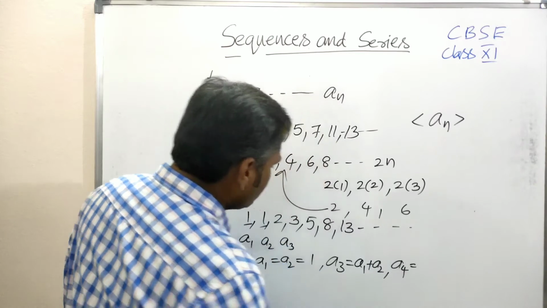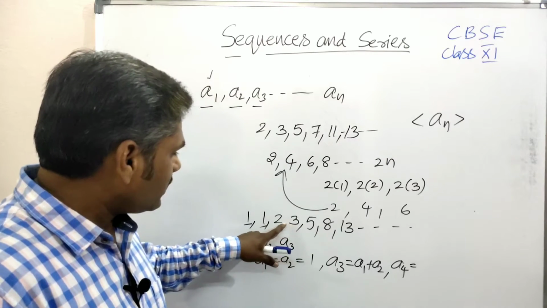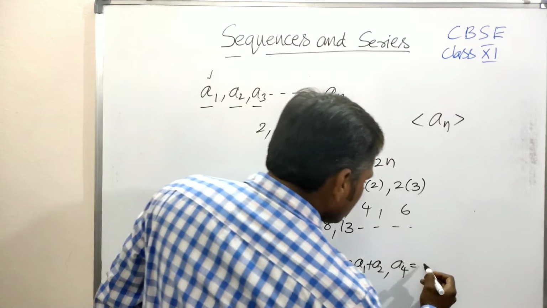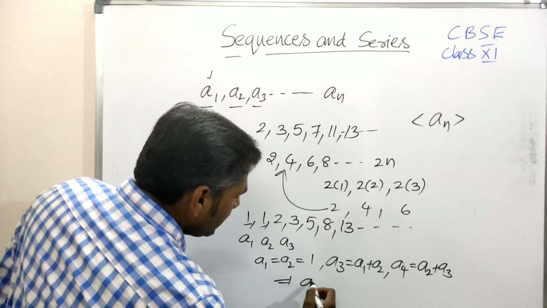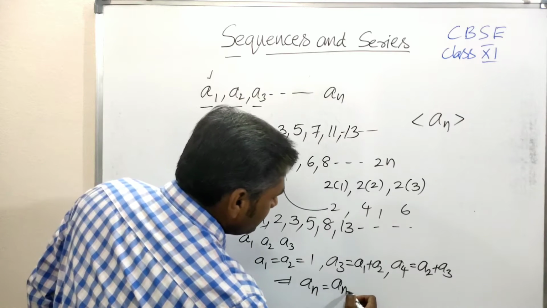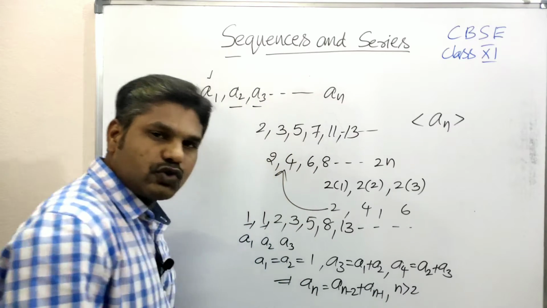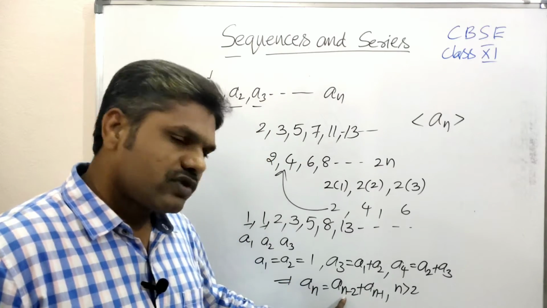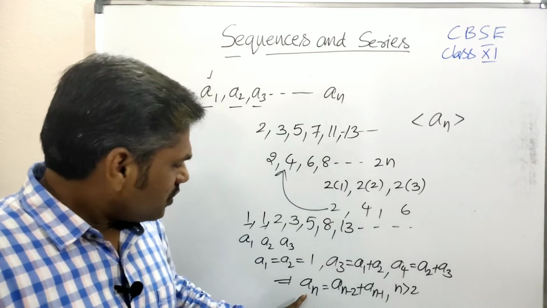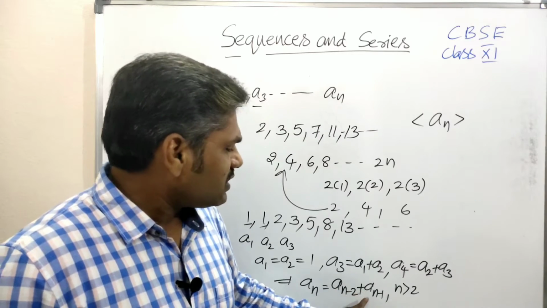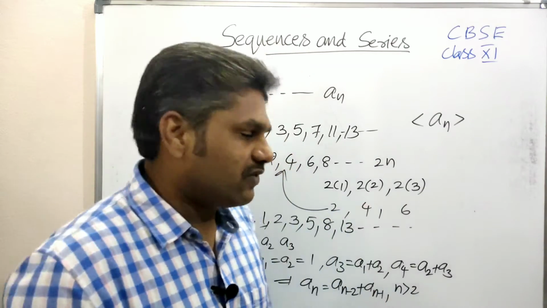Similarly, a4 is nothing but term number 4. 3 is obtained by adding 2 and 1. So a4 equals a2 plus a3. Similarly, if you write the general term, an equals an minus 2 plus an minus 1, where n is greater than 2. If n equals 2, it would become a0, which is not contained in the sequence. So an equals an minus 2 plus an minus 1. This sequence is particularly called the Fibonacci sequence.